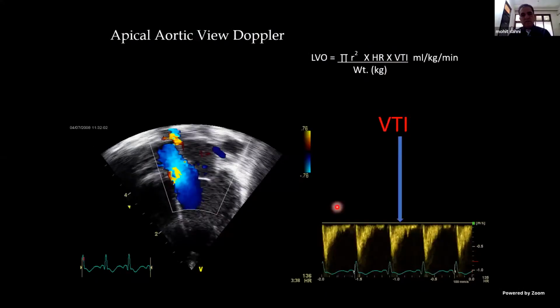Okay. So then, as I was telling you, this is the apical 5 chamber. In this, we put the pulse wave Doppler in here, and we calculate this. This is the tracing of the aorta. So this is the VTI. So we calculate the LVO by this formula, pi r square times heart rate. You have to register the heart rate before starting an echo, because otherwise the baby will become tachycardic. And the VTI which you have calculated and weighed in kgs. So this r is the radius of the aorta.